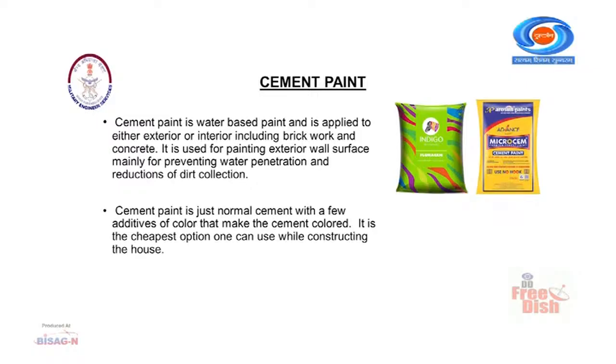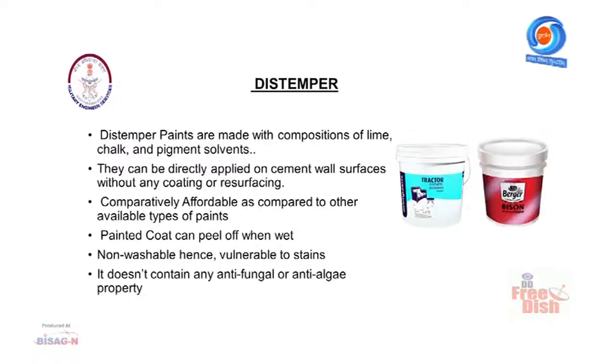Second is cement paint. Cement paint is water-based paint and is applied to either exterior or interior, including brickwork and concrete. It is used for painting exterior wall surface, mainly for preventing water penetration and reduction of dirt collections. Cement paint is just a normal cement with a few additives of color that makes the cement colored. It is the cheapest option one can use while constructing the house, but this lasts only for 1 to 2 years on exterior wall.